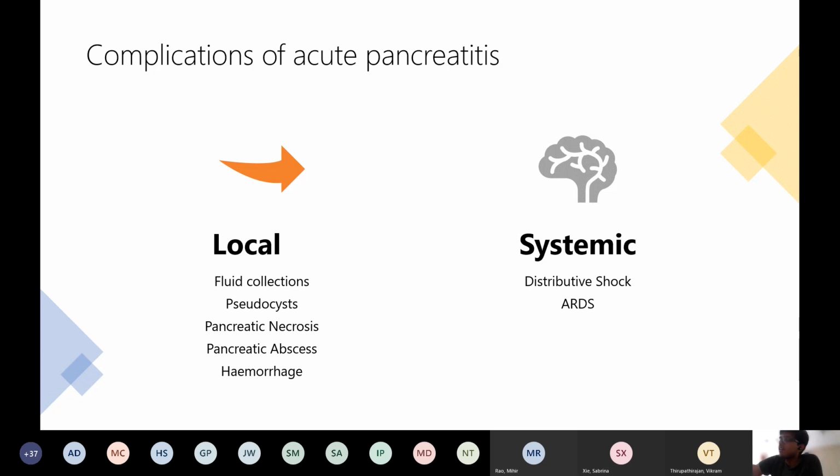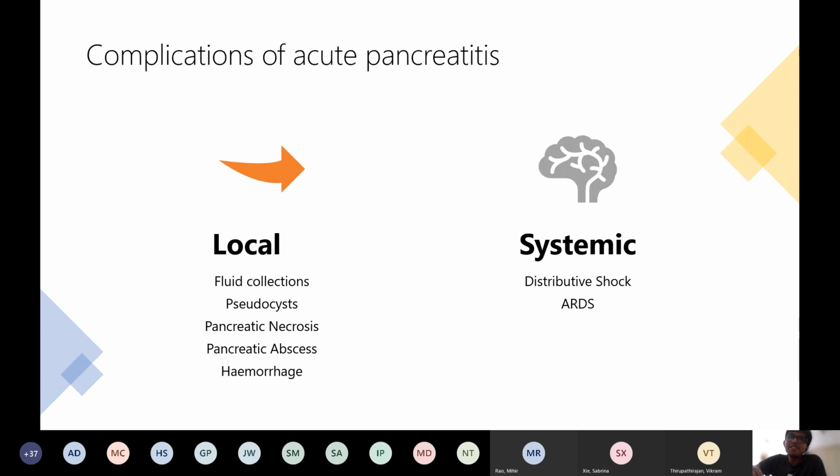And then in terms of systemic, we talked about one of them, which was ARDS. And what's the other systemic complication that goes along with ARDS, that you can get with any kind of severely unwell person? I wasn't going for hyponatremia, but it would be shock, because you get this distributive shock. So they're likely to be hypotensive, etc. So yeah, don't forget about all of these complications.